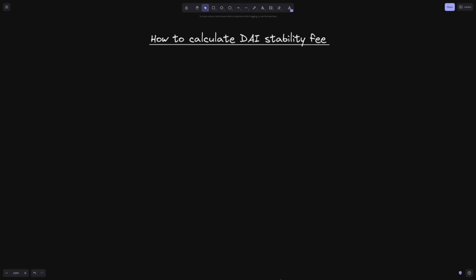When the user locks their collateral into the DAI stablecoin system and then mints DAI, this DAI will accrue interest. When the user repays the DAI to unlock their collateral, they'll have to pay this interest on the DAI that they borrowed. Inside the DAI stablecoin system, this interest is called a stability fee. Mint DAI and it accrues stability fee.